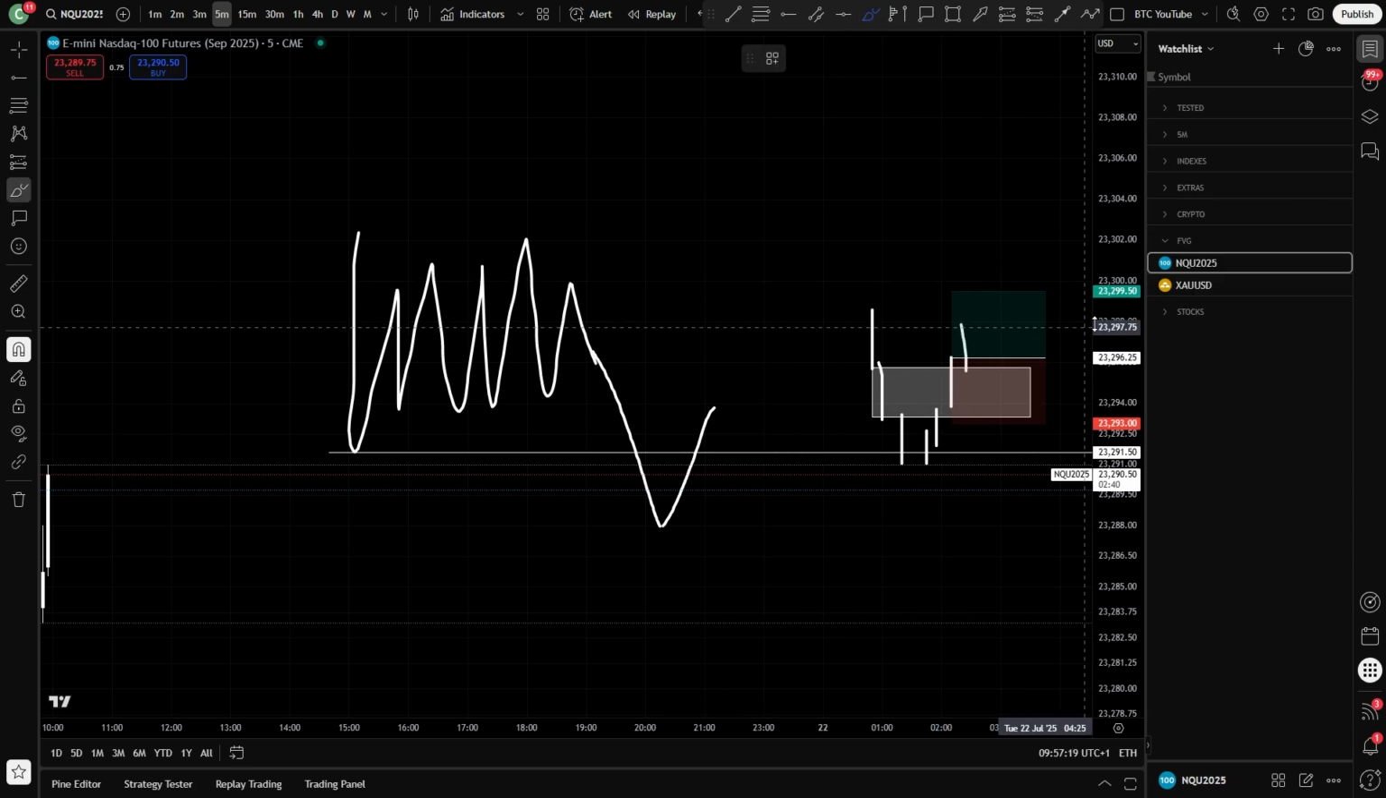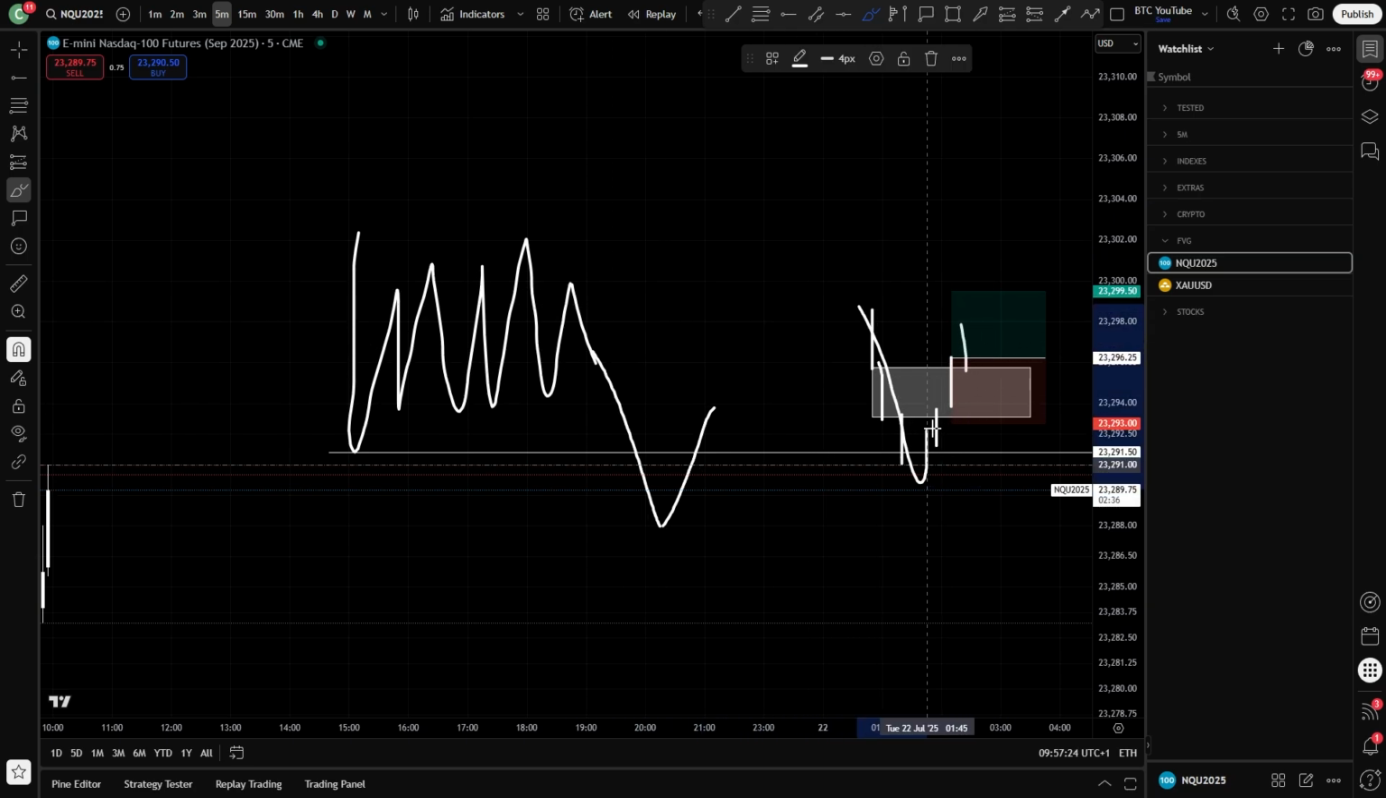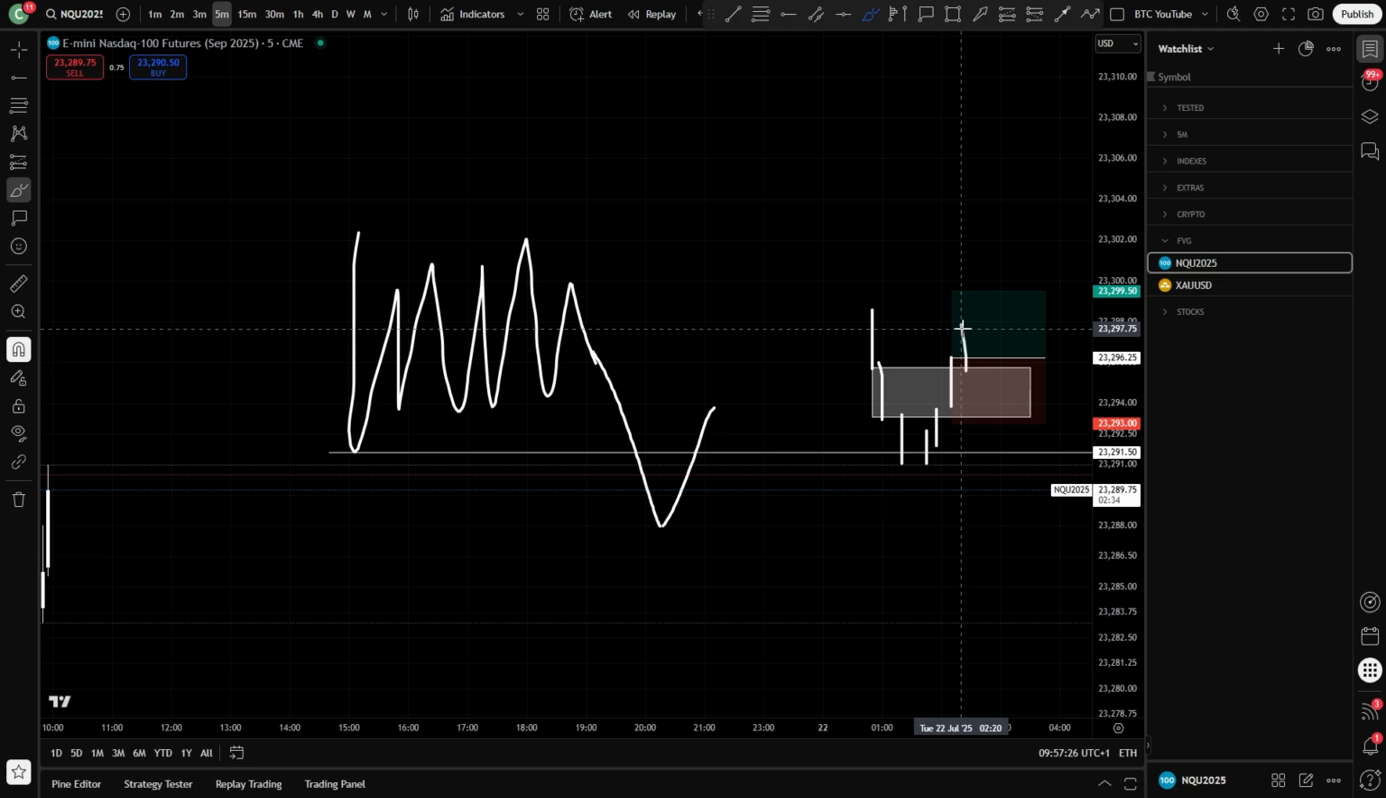So the way that I trade it is you look for that inverted fair value gap back to the upside. You want to be looking for this V shape. It wants to be 6 or 7 candles. It wants to be quick and snappy.